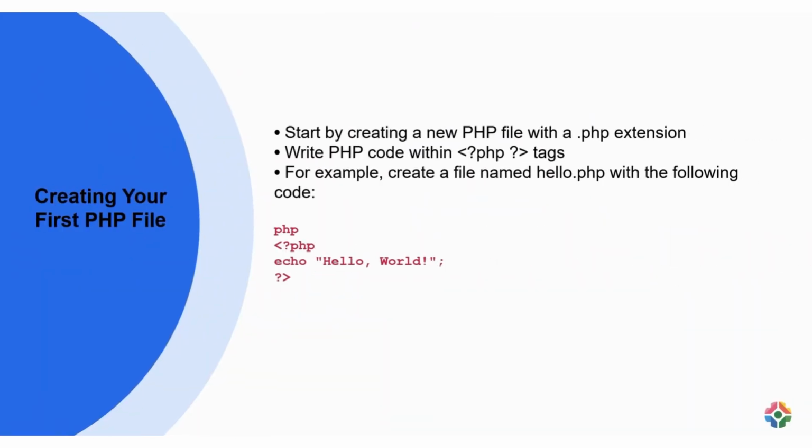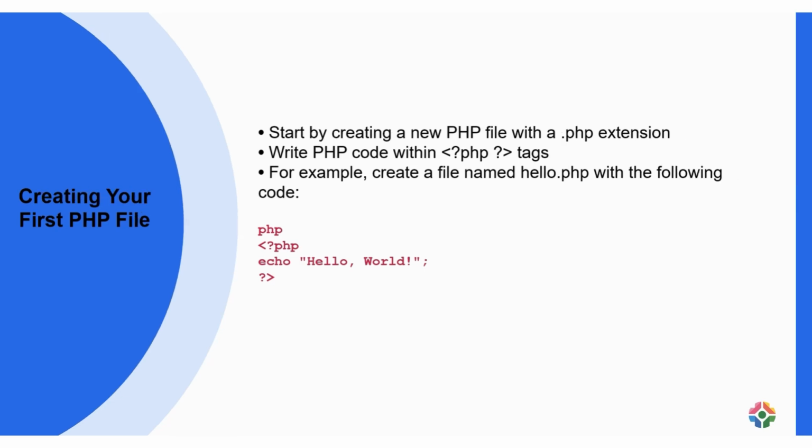To create a PHP file, start by making a new file with a .php extension. Inside this file, encapsulate your PHP code within PHP tags. For instance, you can create a file named hello.php and write the PHP code echo hello world. This code will output hello world when the hello.php file is executed.